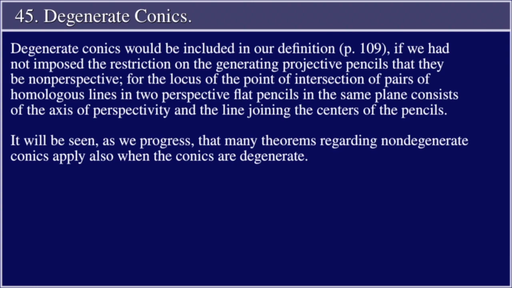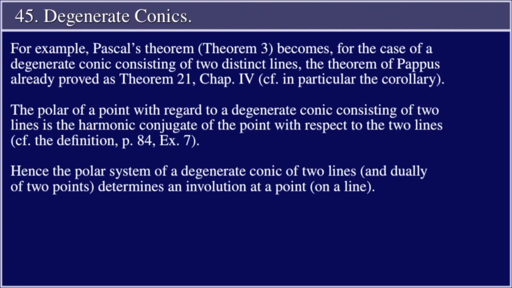It will be seen as we progress that many theorems regarding non-degenerate conics apply also when the conics are degenerate. For example, Pascal's theorem, Theorem 3, becomes, for the case of a degenerate conic consisting of two distinct lines, the theorem of Pappus, already proved as Theorem 21 of Chapter 4, in particular the corollary.